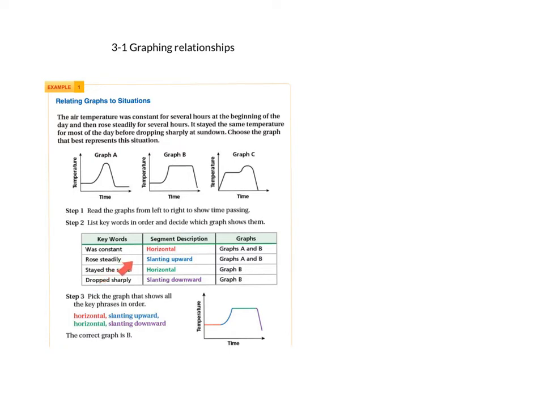It stayed the same temperature for most of the day before dropping sharply at sundown. So dropping sharply would be like a sharp graph going down. So like B drops quick, and so does C. But you have to make sure everything else matches. So let's see, the air temperature was constant for several hours. So over time, it was constant. Then it rose steadily. Then it stayed the same temperature. And then it dropped sharply. So the keywords in this graph will help you to know which image you should be selecting that best represents the situation.